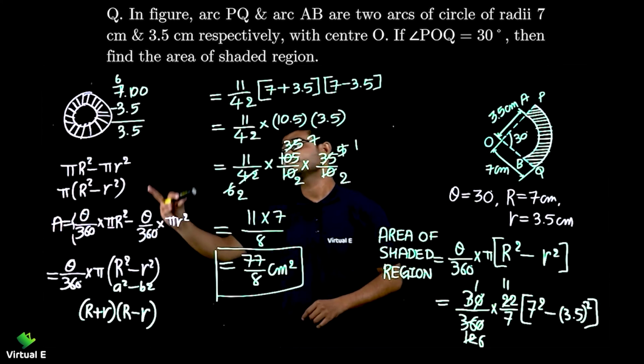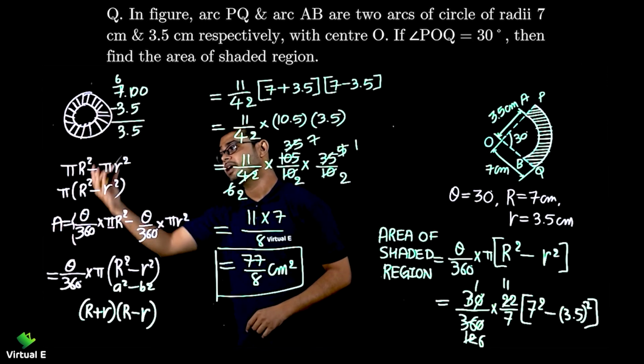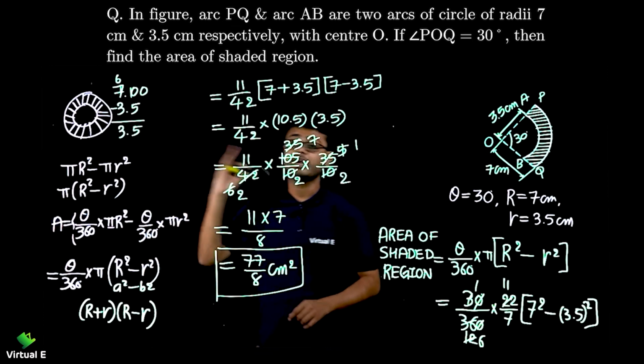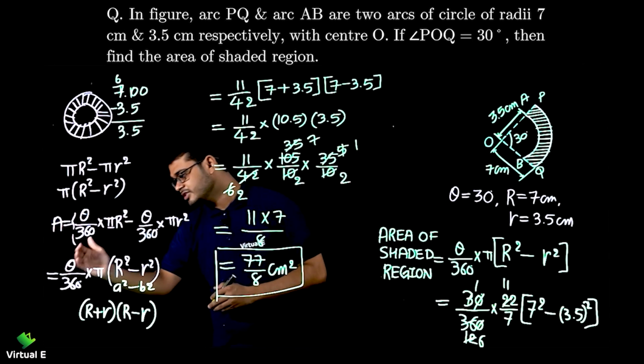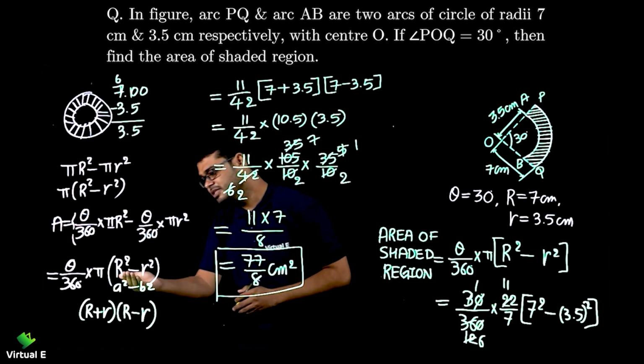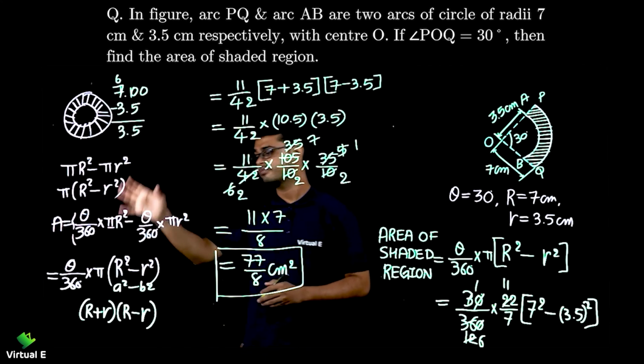We are using the concept of concentric circle, like finding the area of the ring, right? Pi r square minus pi r square. But while we are talking about the sector, we need to have angle as well. So theta by 360 extra, then pi r square into r square. You can see it is same only. That's why I have started the sum with this concept.